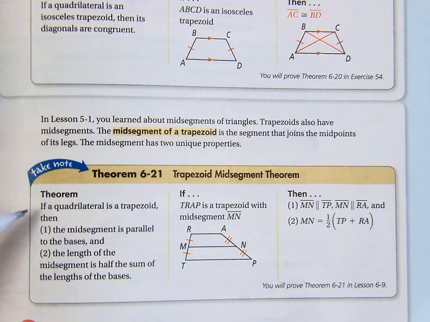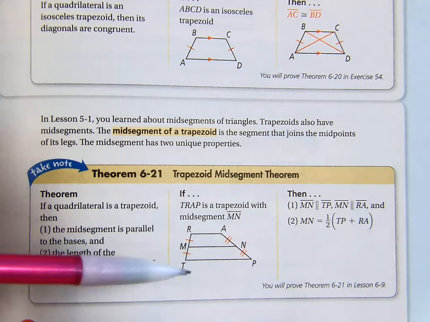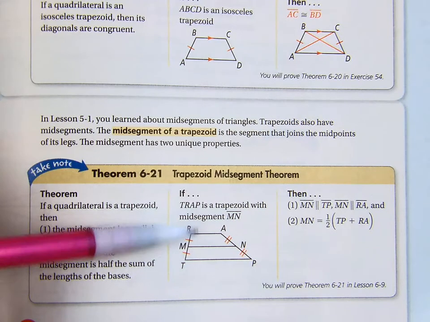So it says if a quadrilateral is a trapezoid, and it didn't say isosceles, any trapezoid, the midsegment is parallel to the bases, and the length of the midsegment is half the sum of the lengths of the bases. Since there's two bases, it's the average. Add them together, divide by 2. So it's half the sum of the two bases.